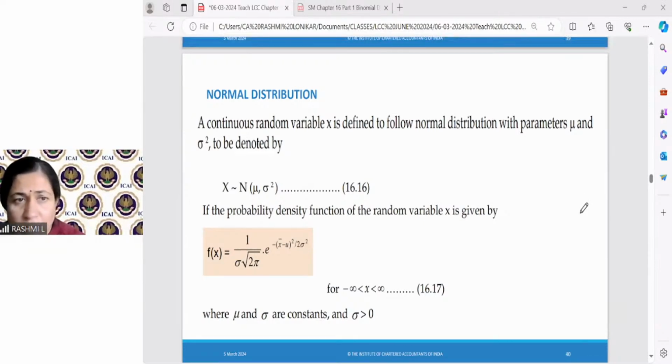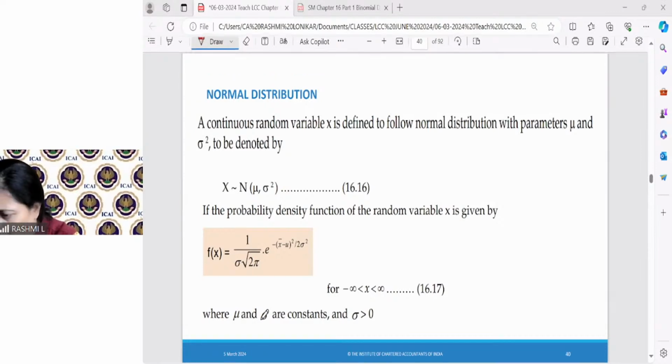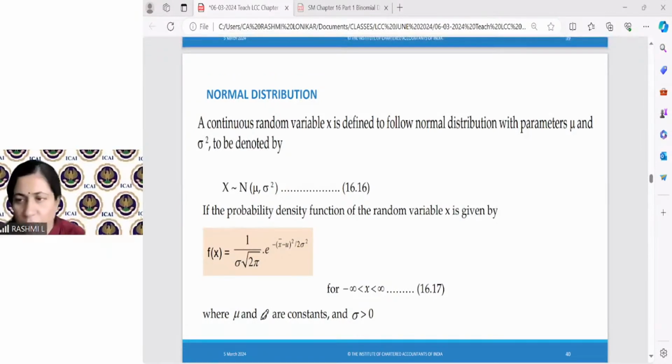So this is my normal distribution curve. A continuous random variable x is defined to follow normal distribution with parameters mu and sigma square, to be denoted by this, if the probability density function of the random variable x is given by this, for minus infinity less than x less than plus infinity, where mu and sigma are constants. Okay, so this is the formula.